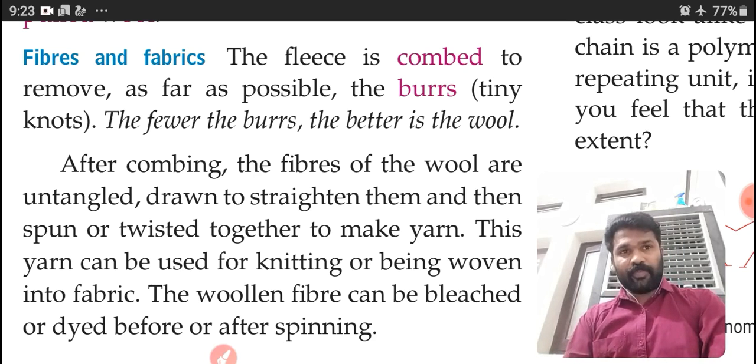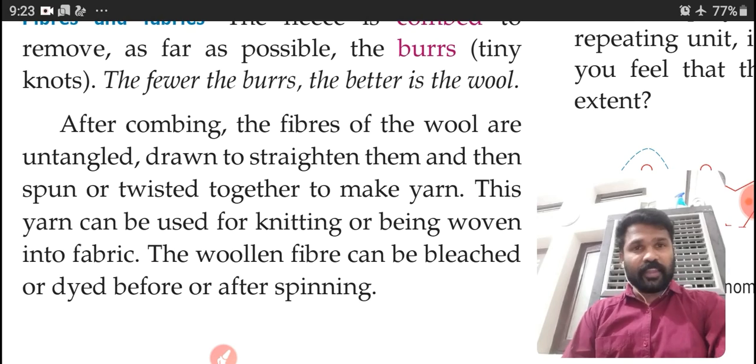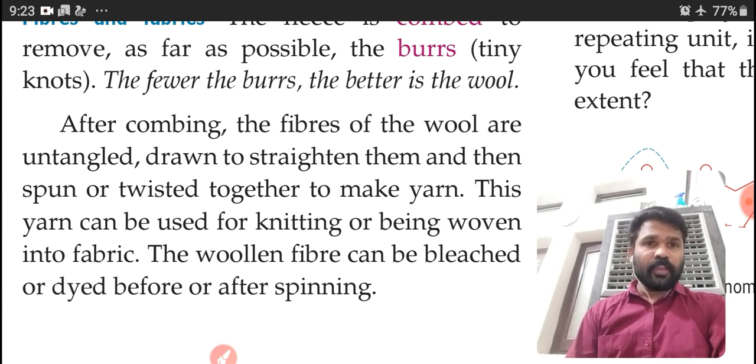After combing, the fibers of the wool are untangled, drawn to straighten them, and then spun or twisted together to make yarn. This yarn can be used for knitting or woven into fabric. The woolen fiber can be bleached or dyed before or after spinning.